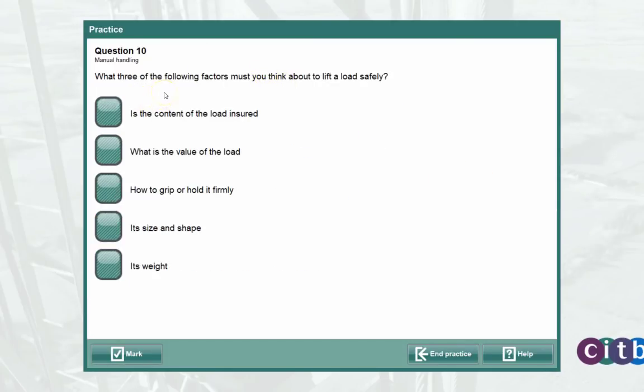What three of the following factors must you think about to lift a load safely? Is the content of the load insured? What is the value of the load? How to grip or hold it firmly? Its size and shape? Its weight?